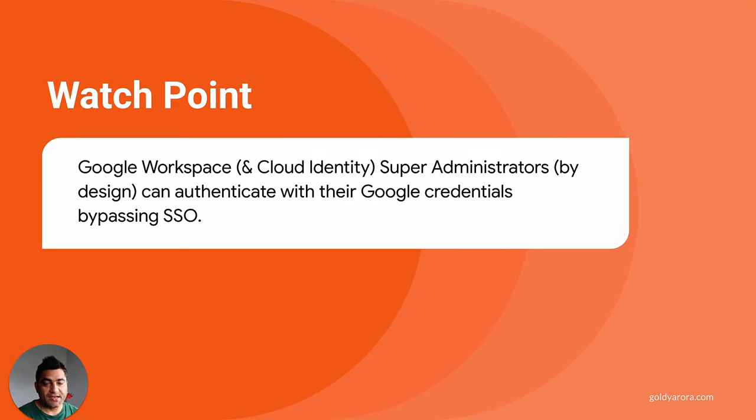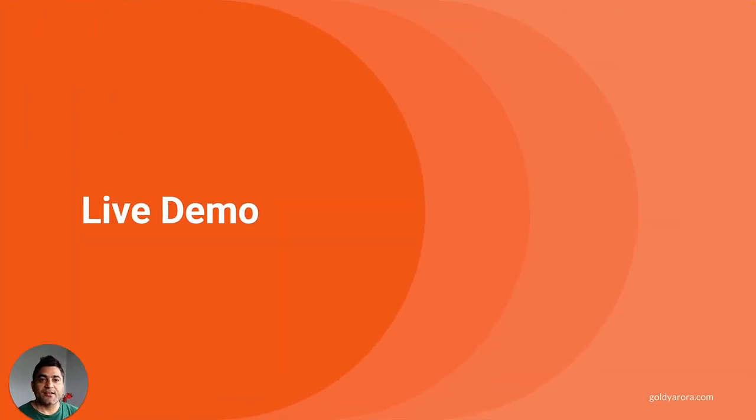Now, a quick watch point: if you're a Google Workspace or Cloud Identity Super Admin, by design you will be bypassing the IdP or single sign-on authentication, and you would be logging in with your Google credentials themselves. This is by design, just to make sure there is no lockout in case your SSO server goes down. You can log in directly as a super admin with your Google credentials, turn off single sign-on, do your troubleshooting, and turn it back on. Okay, so with that, let me show you the live demonstration of multiple identity provider support in Google Workspace or Cloud Identity.